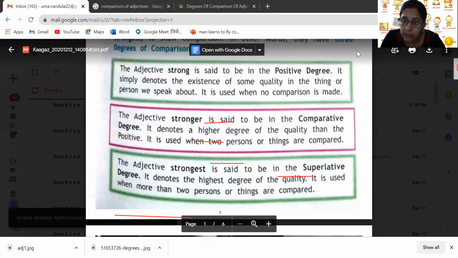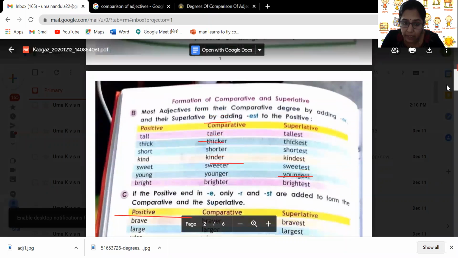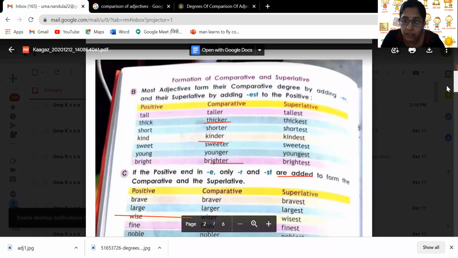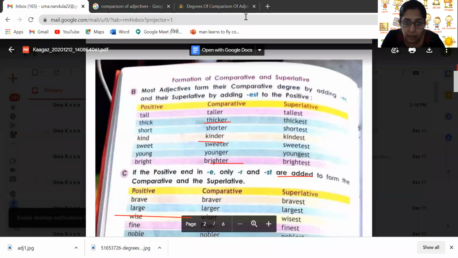Come on, let's learn the different degrees of comparison first. We have lots of degrees of comparison, and we will see how they are formed. So let us go to the first one. Most adjectives form their comparative degree by adding "er", and their superlative by adding "est" to the positive.